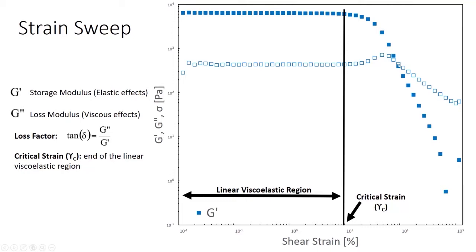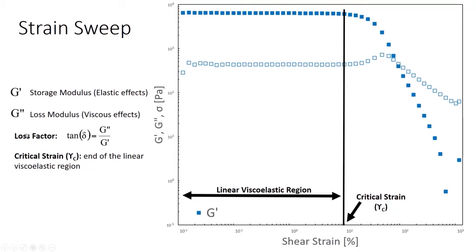But you see, once you get to larger strains, then the properties start to degrade. The G prime goes below the G double prime, which indicates that it's acting more like a fluid. And so all of these properties, the critical strain, the length of the linear viscoelastic region, the G prime, the G double prime, all of these are measurable properties that we look for when we do these types of testing.